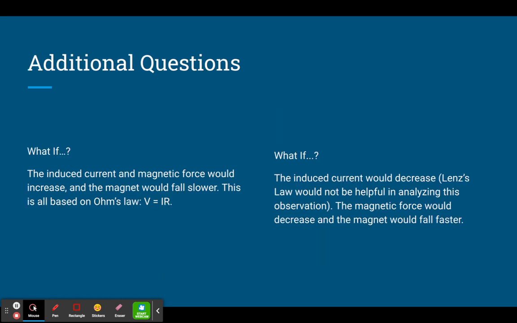So to answer some additional questions, to answer the first one, the induced current and magnetic force would increase and the magnet would fall slower, and this is all attributed to Ohm's law, V equals IR. Secondly, the induced current would decrease, and Lenz's law would no longer be helpful in analyzing this observation, and the magnetic force would decrease and the magnet would then fall faster.